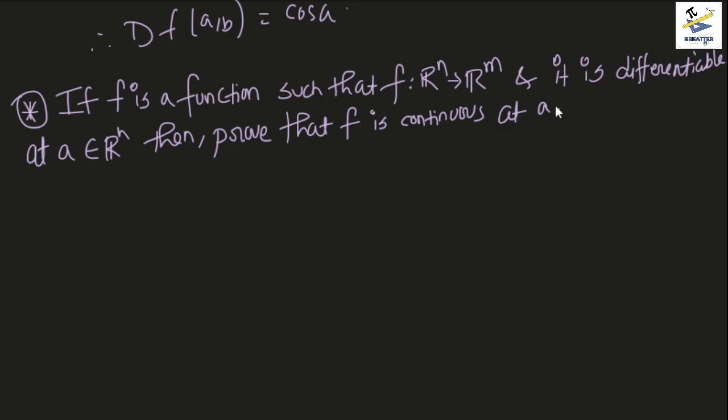So this is a direct analog of the property in single variable calculus, which says that if a function f is differentiable at a point a, then it is also continuous at the point a, but it is not necessarily true the other way around, right? Because differentiability is a sufficient condition for continuity, while continuity is just a necessary condition for differentiability.